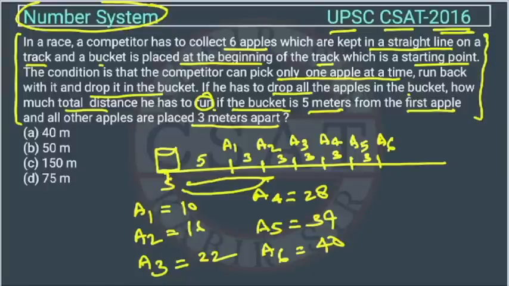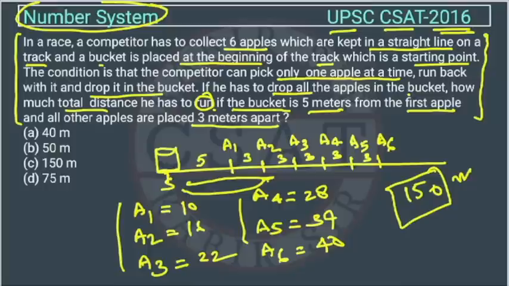So we have to add A1 plus this distance we have to add, right? So the total distance will be how much? 6 plus 2, 8. 8 or 8, 16 plus 4, right? So this will be 20. So 4 plus 2, 6 plus 2, 8. 8 plus 4, 12 plus 3. So 150. So the total distance is 150 meters. So the answer is option C.